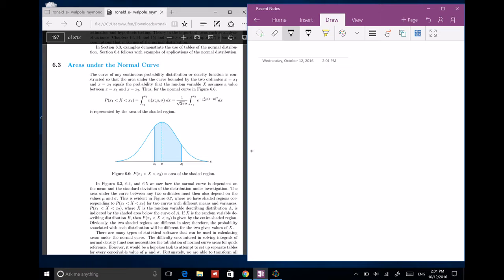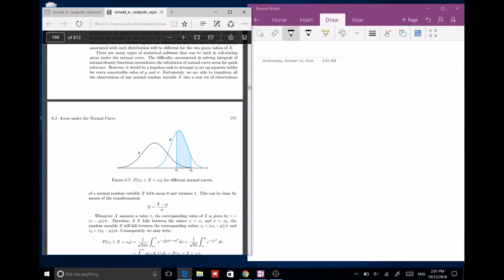So the curve of any continuous probability distribution or density function is constructed so that the area under the curve bounded by the two ordinate coordinates x1 and x2 equals the probability that the random variable assumes a value between x1 and x2. So basically the area of the shaded region is the probability that x is bigger than x1 and less than x2. Okay?